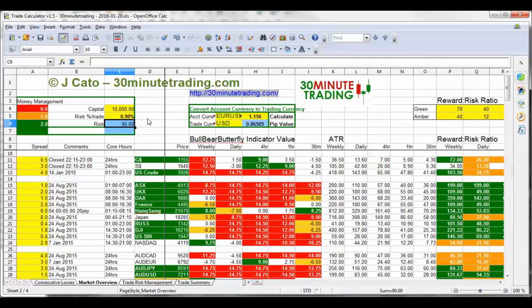This then helps you work out various things about it. This converts your account currency to trading currency. So let's say that your account currency was dollars, then you put in there the euro-dollar exchange rate if you're trading euros, and it will tell you the pip value. And depending on where you live in the world, that may be significant to you and that might not. It also depends on the trading platforms you use and so forth. So that's down to you.